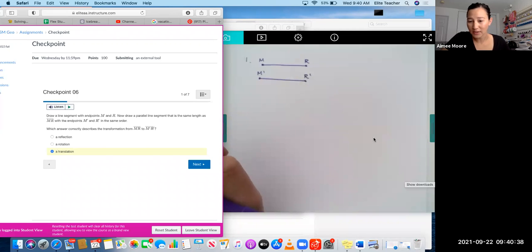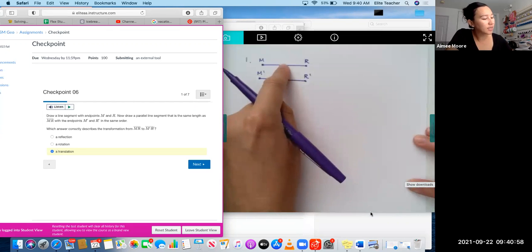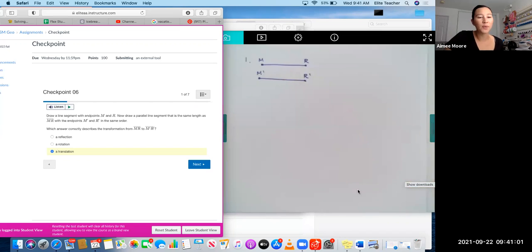I'm gonna let you take a look at it and then let me know. Send me in the chat. What do you guys think? Do you think it's a reflection, a rotation, or a translation? So remember, a reflection is a flip. A rotation is a turn, and a translation is a slide. Yep, we're just sliding it down. And so a translation would be the correct answer.